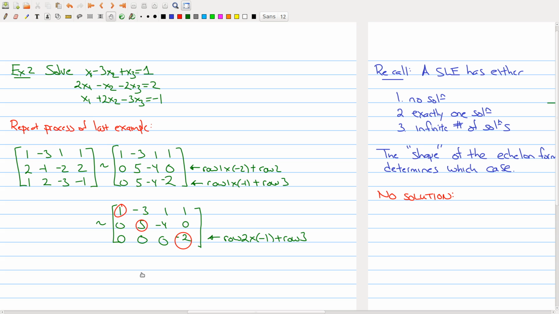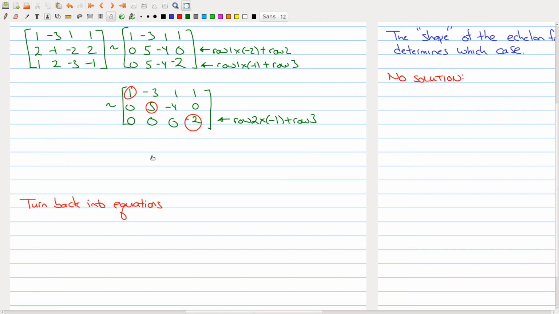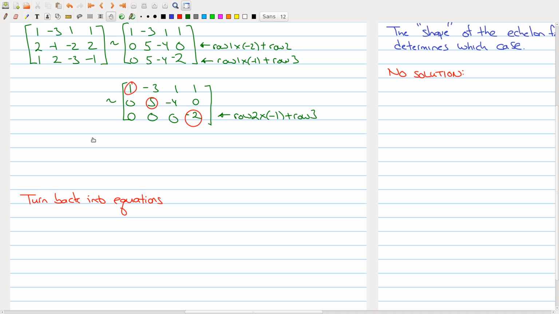Now the next thing that you're supposed to do is take this matrix and turn it back into equations. So the first row gives me x1 minus 3x2 plus x3 is equal to 1. The next row gives me 5x2 minus 4x3 equals 0. And then the last row gives me 0 is equal to negative 2.